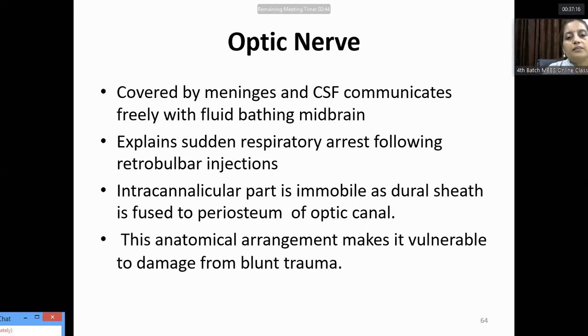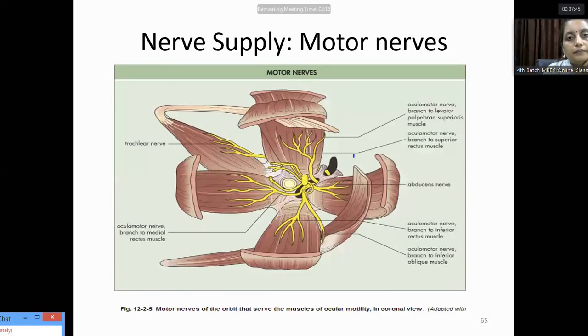The intracanalicular part is immobile as the dural sheath is fused to the periosteum of the optic canal. Sometimes during trauma, if there is damage at that part and it loses its arterial supply, the patient can have optic atrophy, resulting in a complete loss of vision. This anatomical arrangement makes it vulnerable to damage from blunt trauma. So these are the very important parts which I have highlighted.